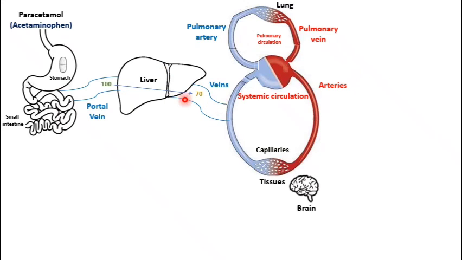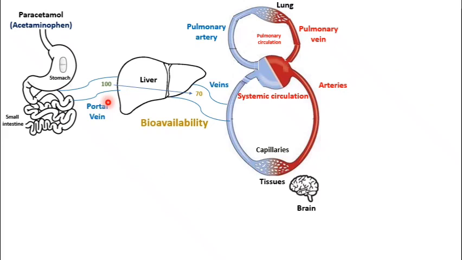That means that only 70% of the dose we took reaches the systemic circulation. This 70% is the fraction available for the biological systems to have effect. Again, this fraction is the fraction available for the biological systems to have effect. So we call that fraction bioavailability.